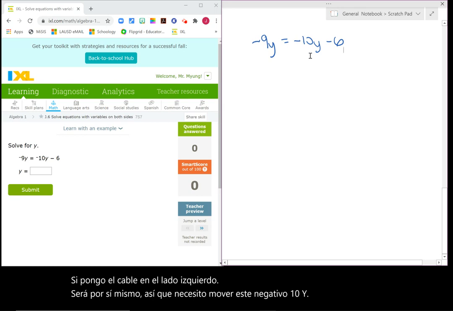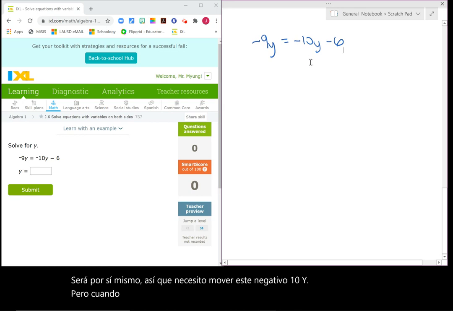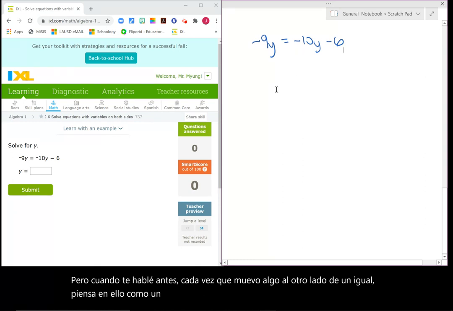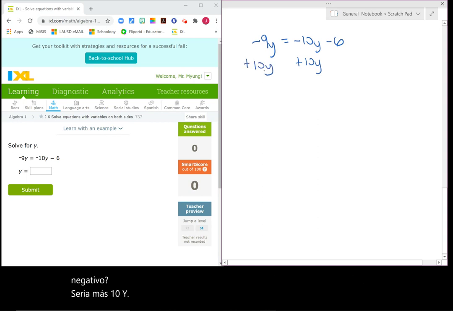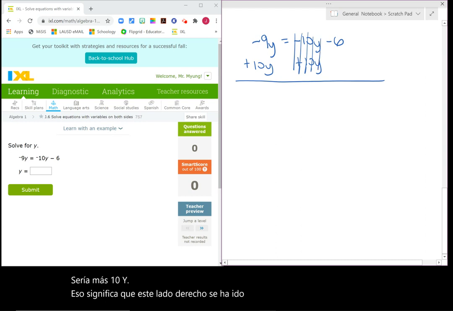But when I talked to you before, whenever I move something to the other side of an equal, think of it as a mirror effect. So what is the opposite of negative 10y? It would be plus 10y. That means this right-hand side is gone. And now we can just work it out.